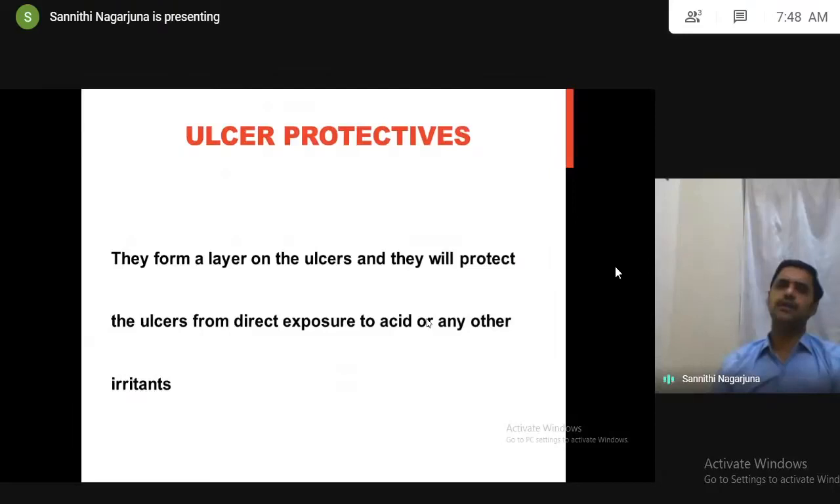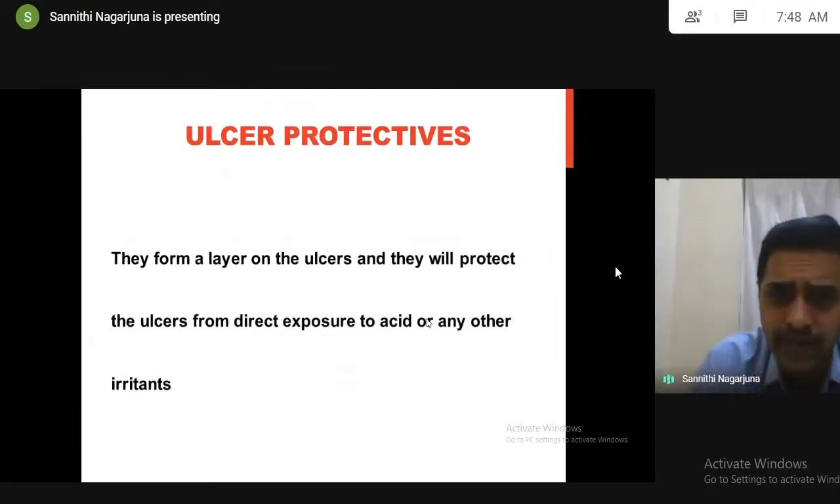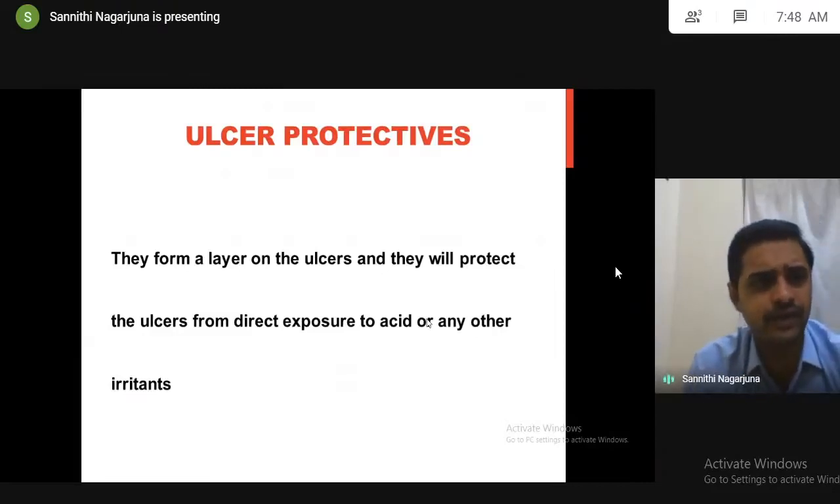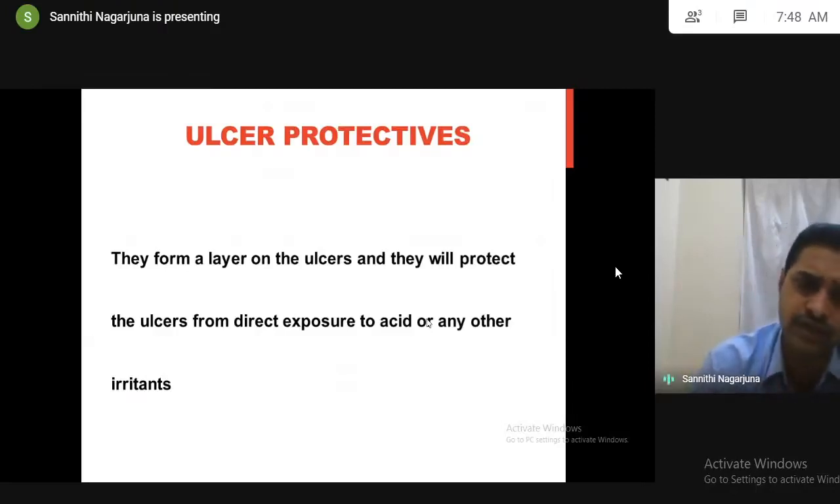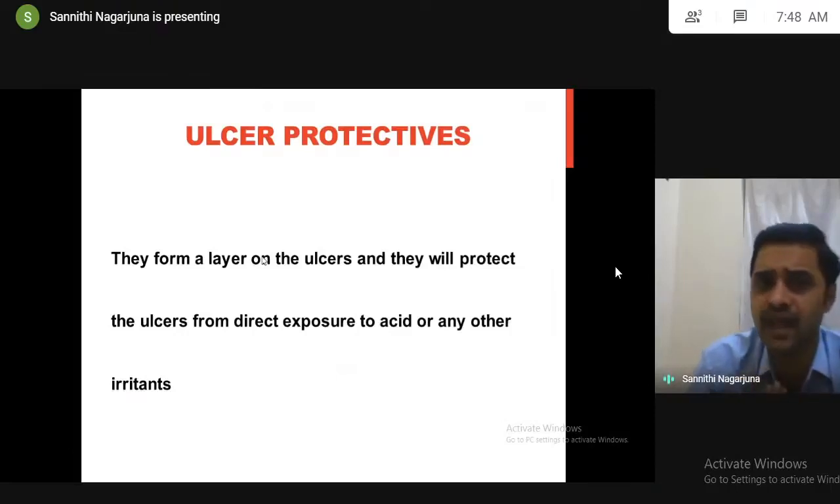Coming to the ulcer protectives, from the name itself, ulcer protectives means these agents protect the ulcers. Suppose a person already has ulcers, wounds, or lesions. These agents form a layer, a coat on the ulcers, and protect the ulcers from direct exposure to acid or some other irritants. That's why they're called ulcer protective agents.